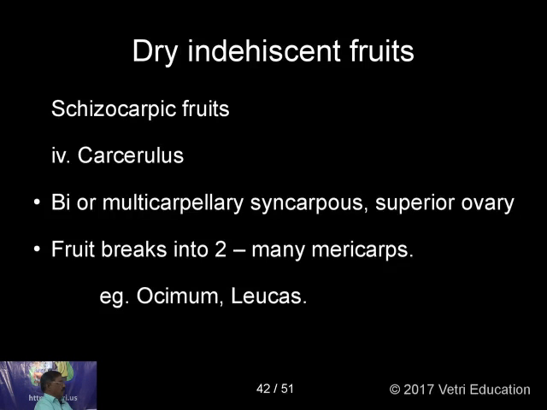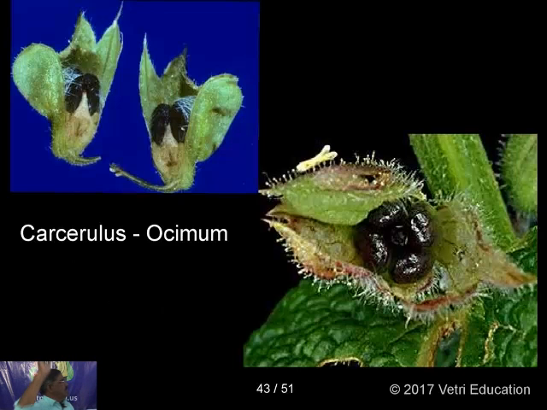The next one is the carcerulus. Here it develops from a bicarpellary or multicarpellary syncarpous ovary and breaks into many mericarps. Here in Ocimum you can find it breaks into four mericarps. Here you can see this is the fruit, and this fruit breaks into four mericarps. Here you can find 1, 2, 3, 4 mericarps. This you can find in Ocimum.